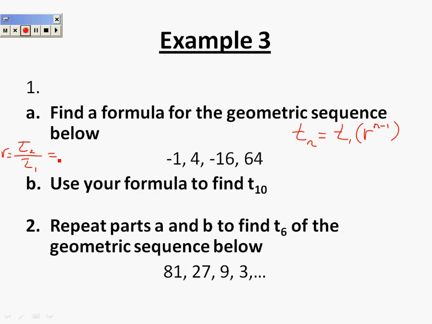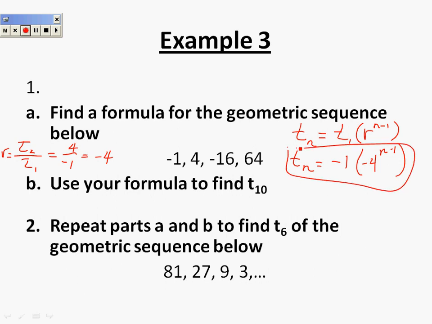Not always, but usually. So T2 is 4, T1 is -1, and therefore my common ratio is -4, and all that's telling you is that that's what you're multiplying by each time to get the next term. So we know what r is, and we also need to know what the first term is. What is our first term? -1. So now we know what to plug in. We have Tn equals -1 for the T1 and -4 to the n minus 1 for r. And there's your nth term formula.